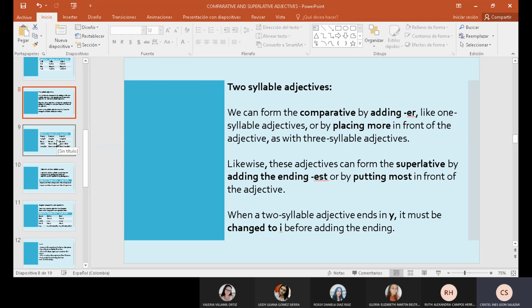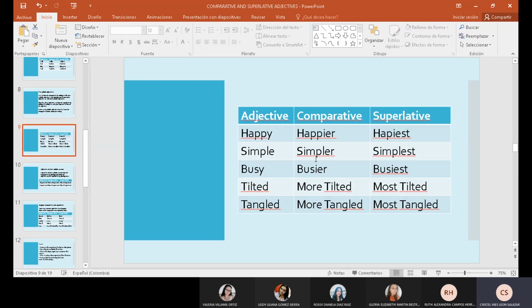I think this is a very easy topic because you know it from before. For example, happy, happier, change y for i and add er, or happiest. Simple, simpler, simplest. Bossy, bossier, bossiest. Tangled, more tangled. This is an example about the adjectives with two syllables.